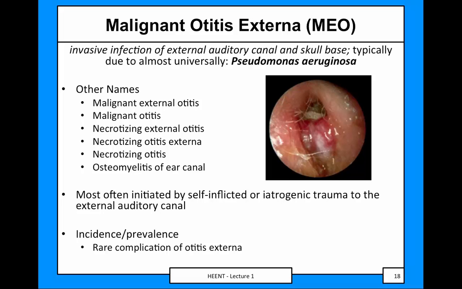So malignant otitis externa, MEO. I know you've been dying to talk about this, so I left this at the end. This is an invasive infection of the external auditory canal and skull base, typically due to, almost universally, and I know this is going to be a big surprise, wait for it, Pseudomonas aeruginosa. I know, right? Surprising. Other names include malignant external otitis, malignant otitis, necrotizing external otitis, necrotizing otitis externa. You get the point. All of these things are the same thing.